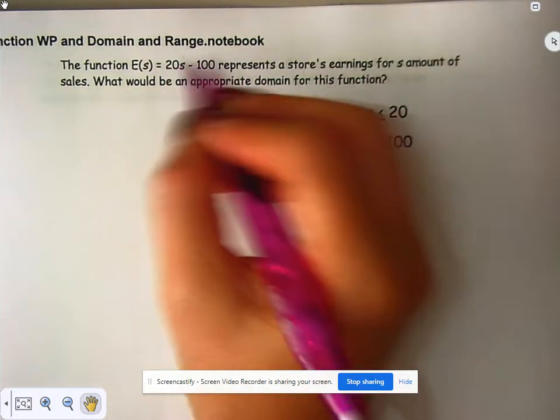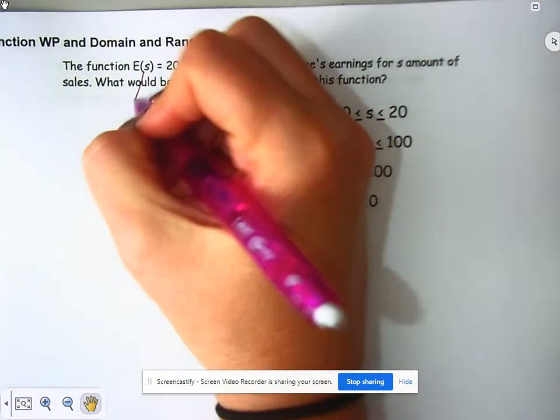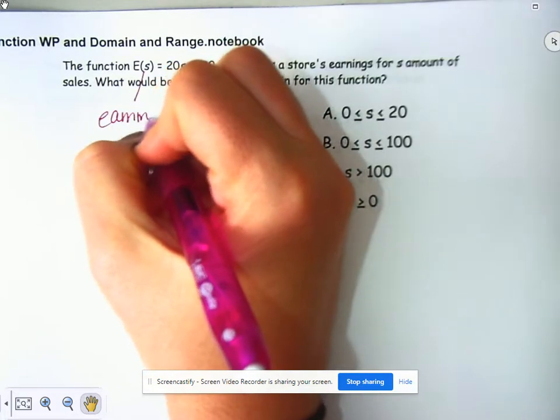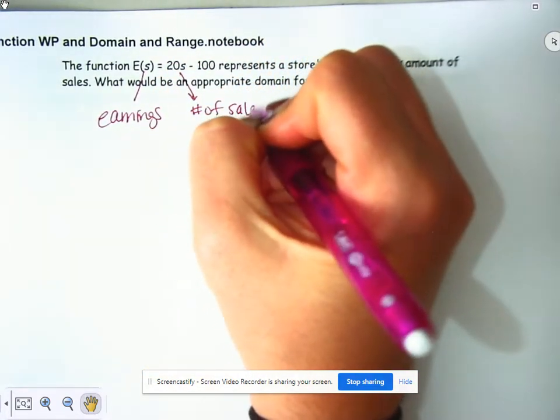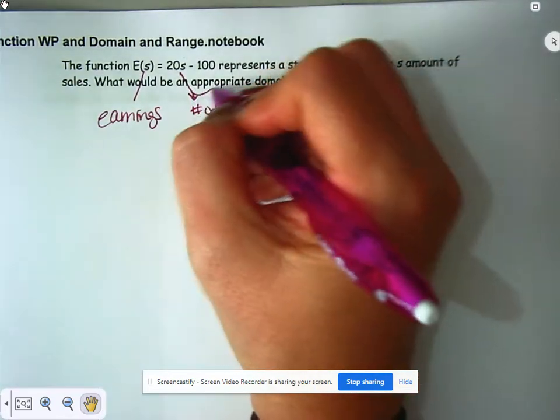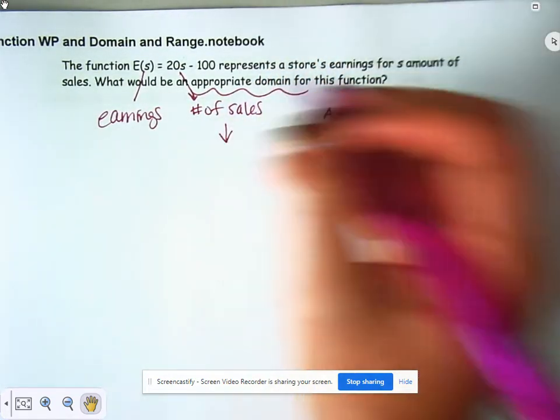Okay. So E of S represents the store's earnings. So this is our earnings. S is our number of sales. And they just want to know what the appropriate domain would be. Well, domain is our number of sales.